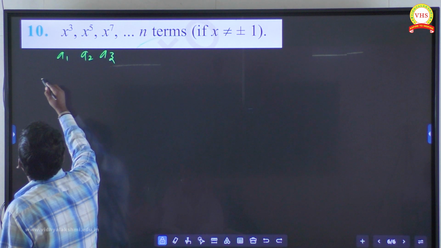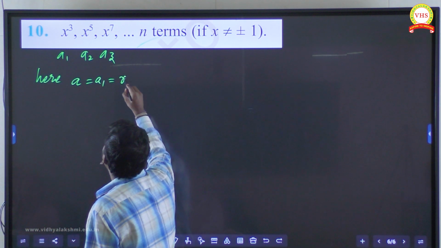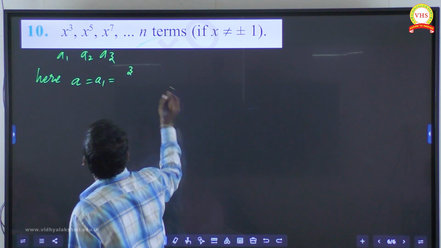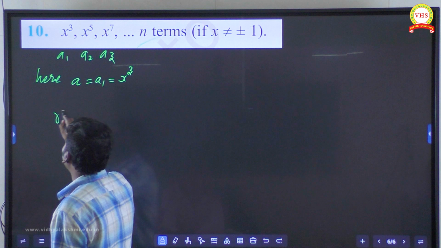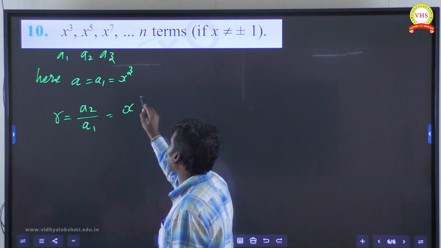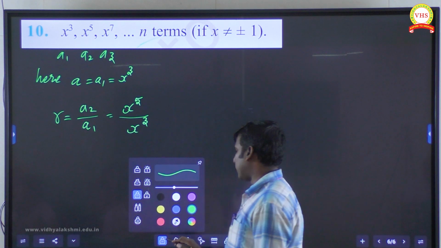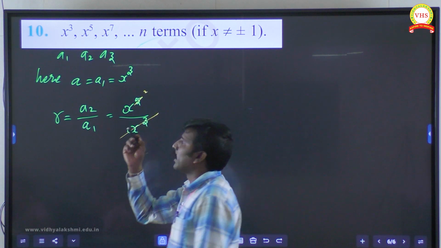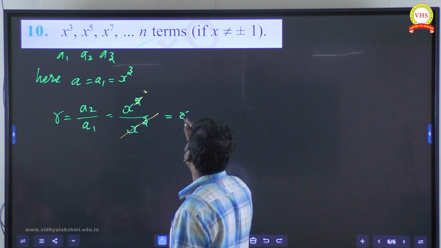Now what I'm going to do here: my first term, that is A value, is what? X cube, x power 3. My x will be little, it doesn't look like an x, okay? X power 3, and the common ratio I'm going to find. Common ratio is A2 divided by A1. A2 value we have x power 5 divided by x power 3. So we have to subtract the powers. Understand? We have to subtract the powers. 5 minus 3, I'm getting 2. So x power 2 is what remains.